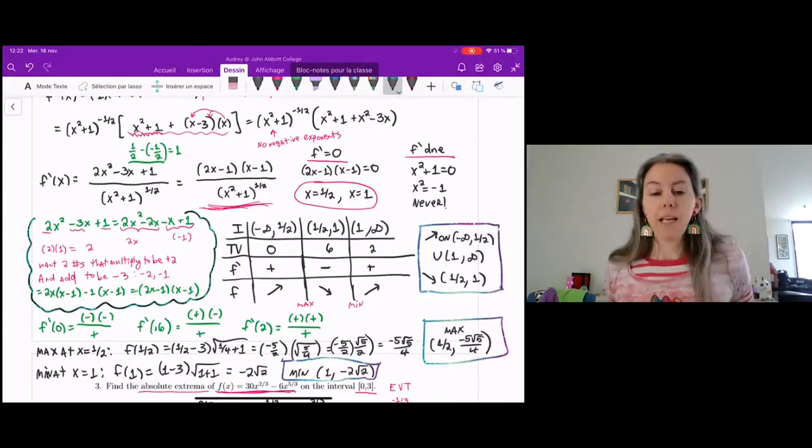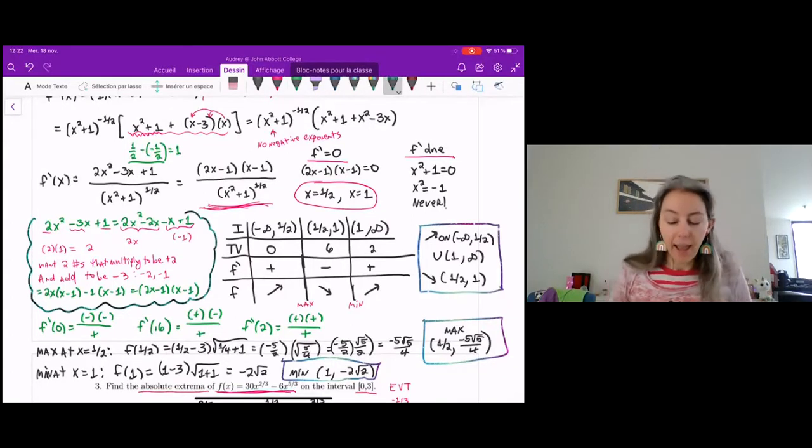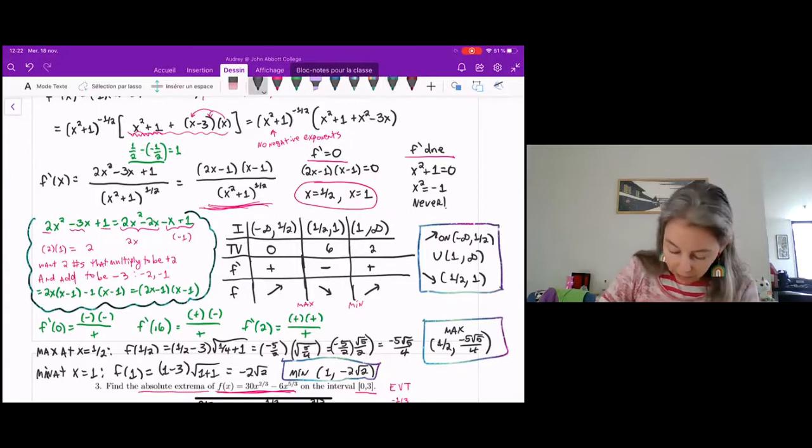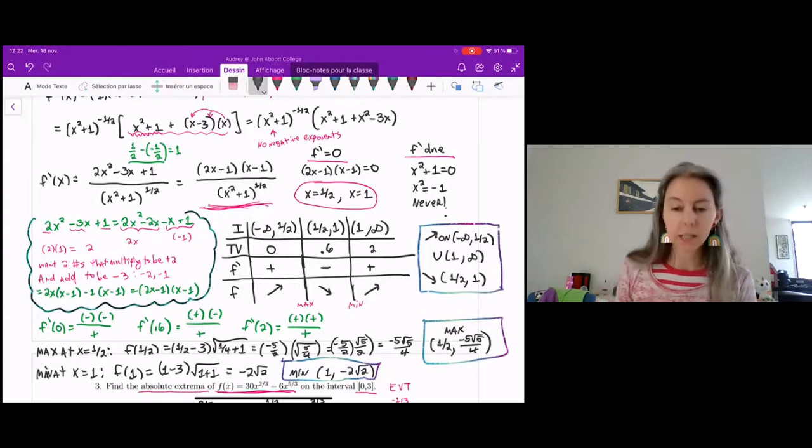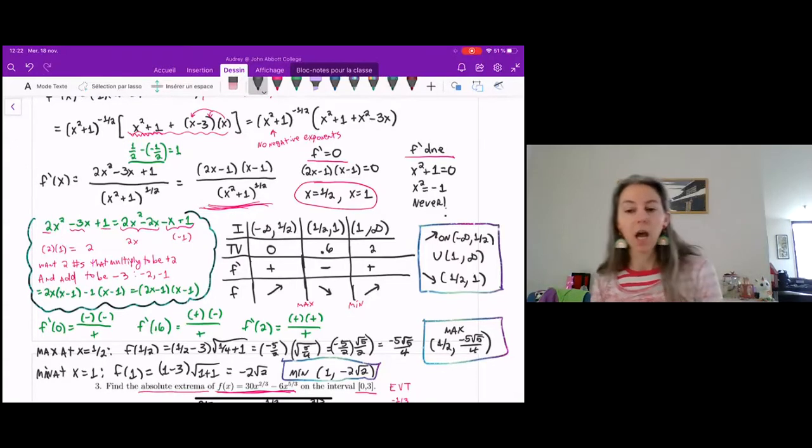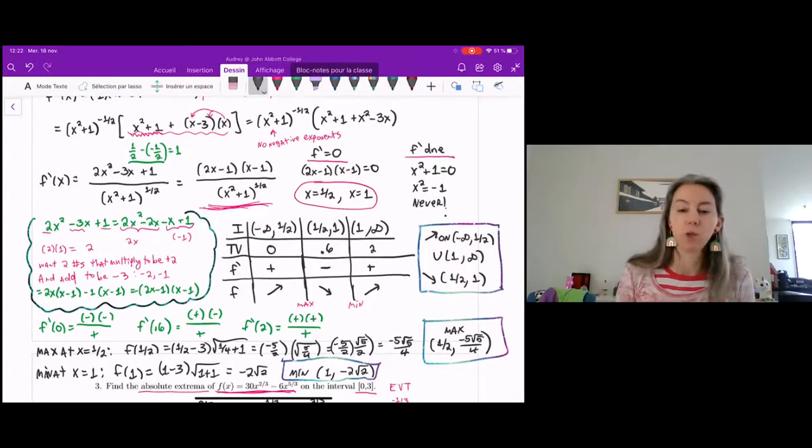So then I set up my table of values. I picked a test value on each interval. That 6 looks like a 6, it's supposed to be a 0.6. 1/2 is 0.5, so I need something between 0.5 and 1, so I went with 0.6.